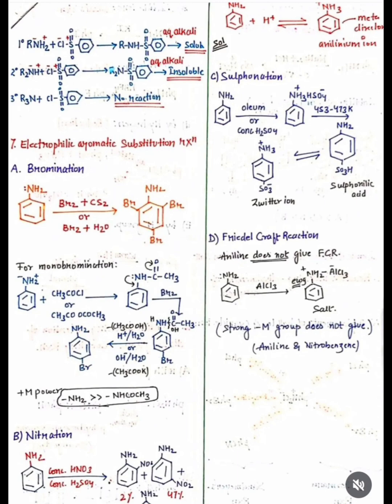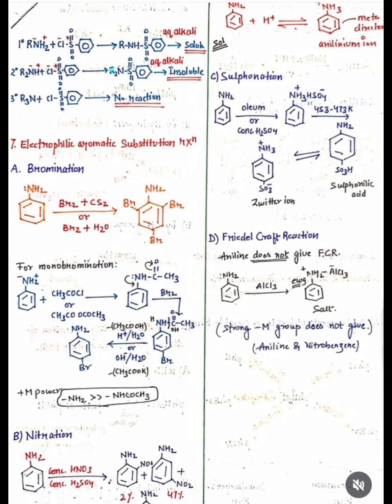Second electrophilic substitution reaction of amine is nitration. When aniline undergoes nitration in presence of concentrated HNO3 and concentrated H2SO4, that is the nitrating mixture, it forms a mixture of products, that is ortho-nitroaniline, meta-nitroaniline as well as para-nitroaniline. Out of which para-nitroaniline is obtained as the major product, then meta-nitroaniline is obtained as 47% and ortho-nitroaniline is obtained as only 2%, which is a minor product for the nitration.